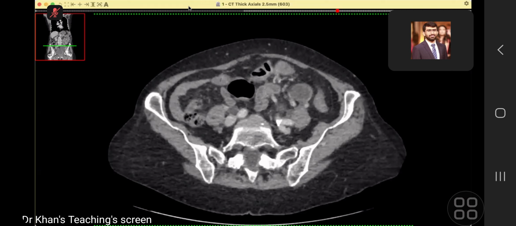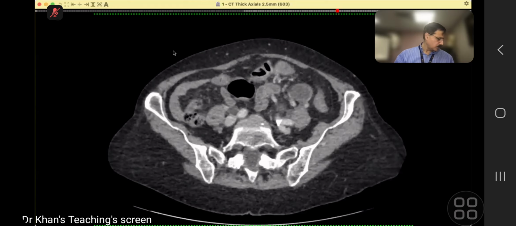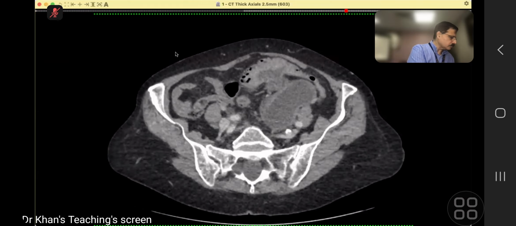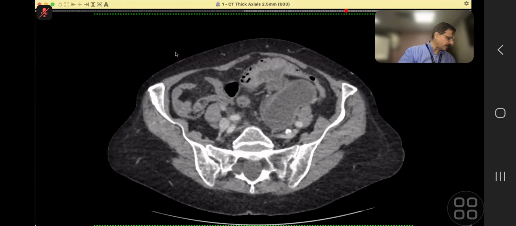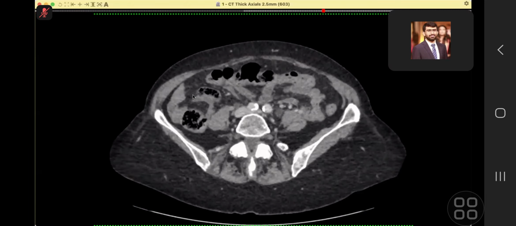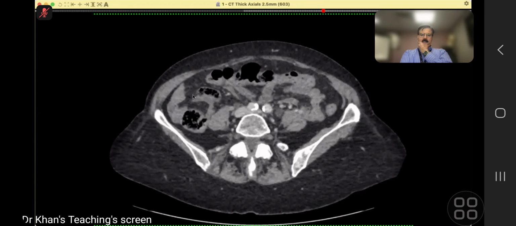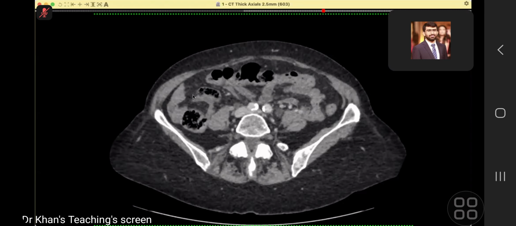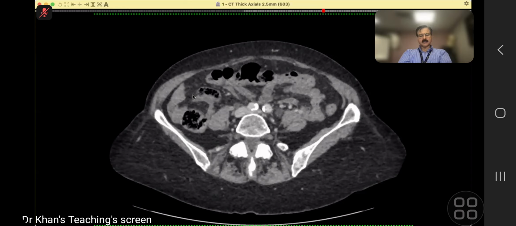Okay. Thank you. So now this is a 67-year-old with weight loss, rule out malignancy. Right, sir. Just concentrate on the pelvis, please. Sir, can I take the mouse control? Yes, yes. Ask for it. So the mouse is with you now.